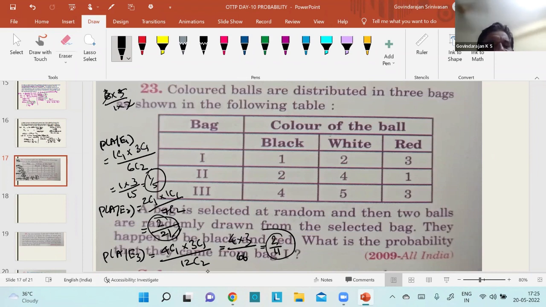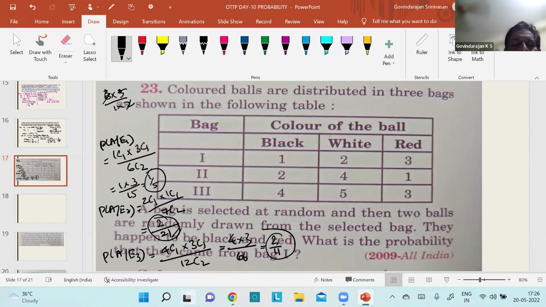Here, finding this one: probability of E1, E2, E3, everyone got correct, 1 by 3, 1 by 3, 1 by 3. If they did that correctly, we could give 1 mark, and if they wrote the formula, half a mark. So they got 1.5 marks or 2 marks maximum out of 6. All this they got wrong: probability of A given E1, A given E2, and so on. All this they made mistakes in.